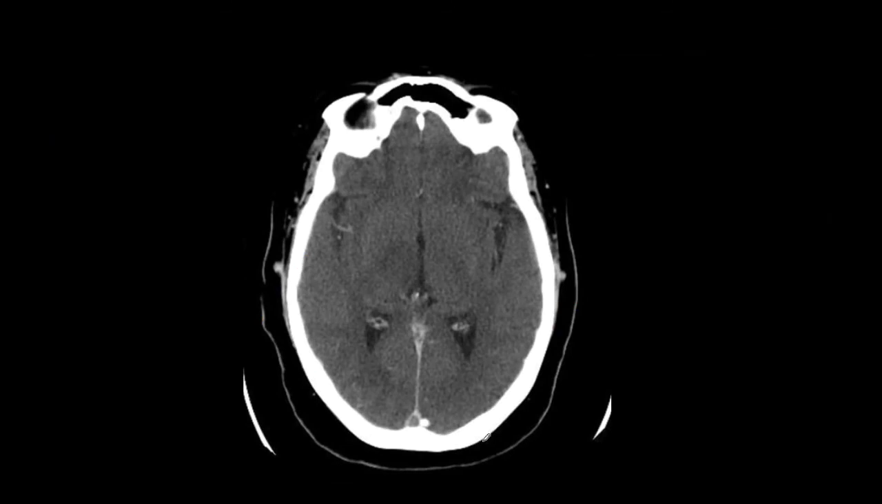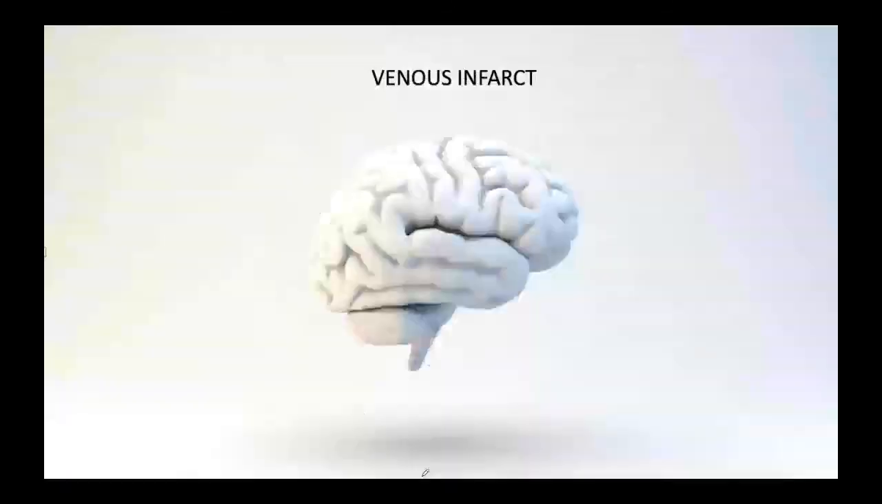And this one would be your empty delta sign, because it looks like a delta, the superior sagittal sinus, and it has a filling defect within it. That would be superior sagittal sinus thrombosis. That was venous infarct. So you guys still with me?